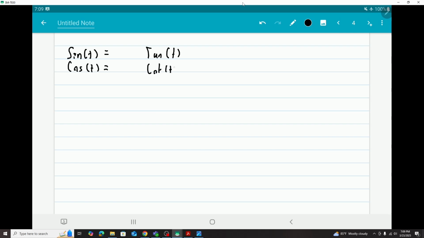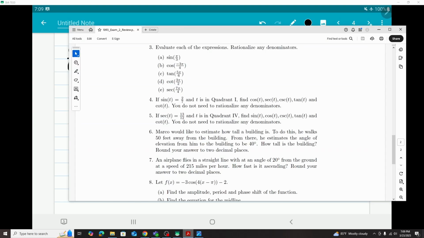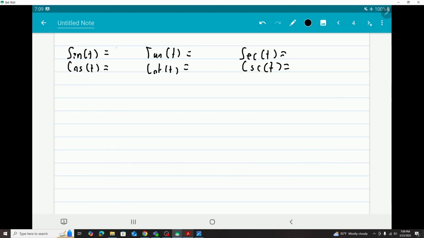Cotangent t. And then we have secant, cosecant. So there's all 6 of our trig functions. Now we just have to find them. We were given one. We were given sine is 2 over 7. And we also know t is in quadrant 1. Okay. So that's the information we want to roll with.